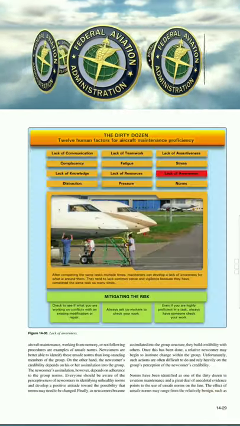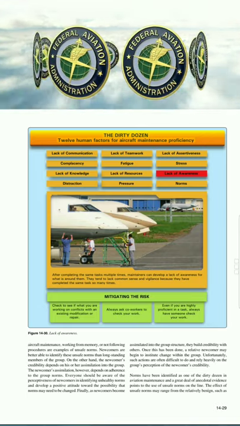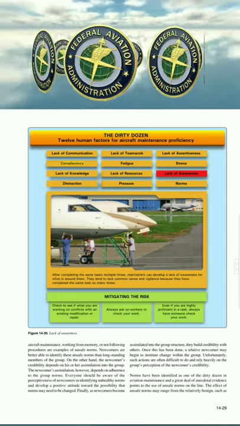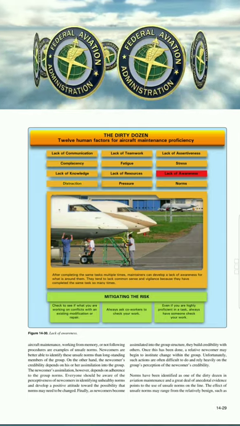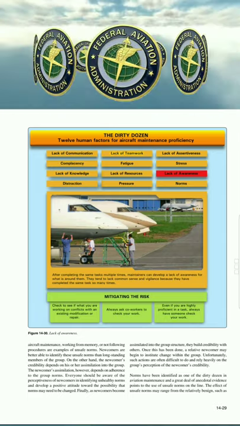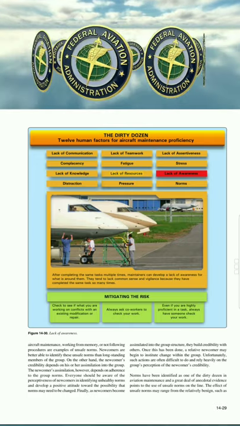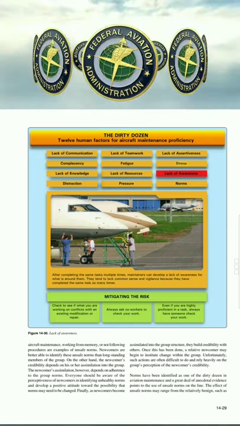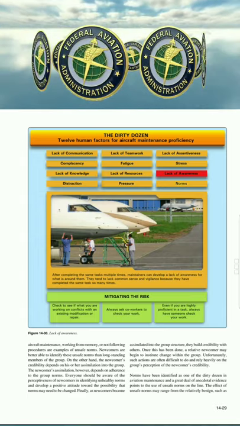Figure 14-28. The Dirty Dozen. 12 human factors for aircraft maintenance proficiency: lack of communication, complacency, lack of knowledge, distraction, lack of teamwork, fatigue, lack of resources, pressure, lack of assertiveness, stress, lack of awareness, and norms.